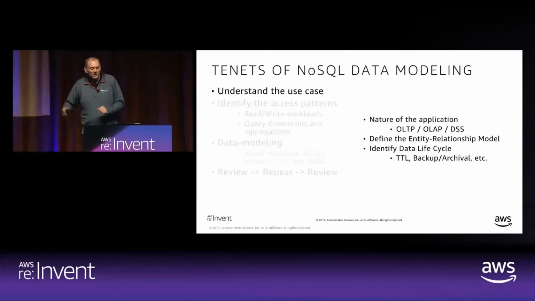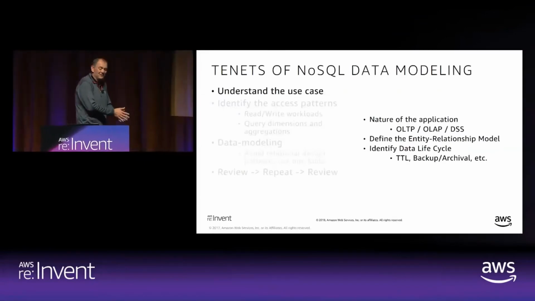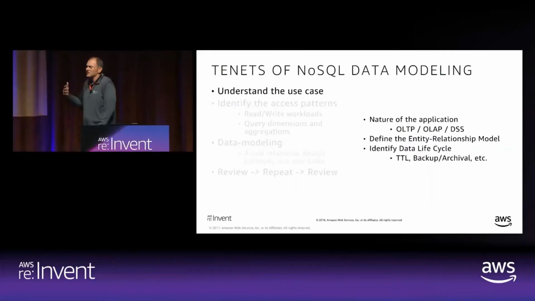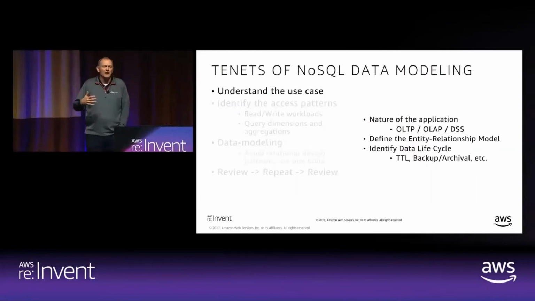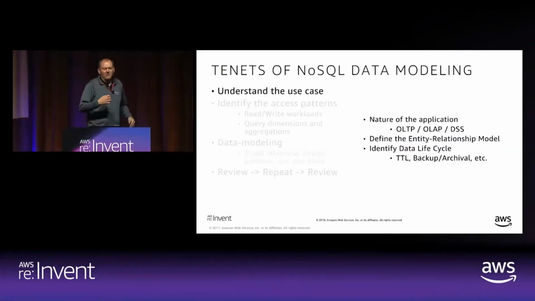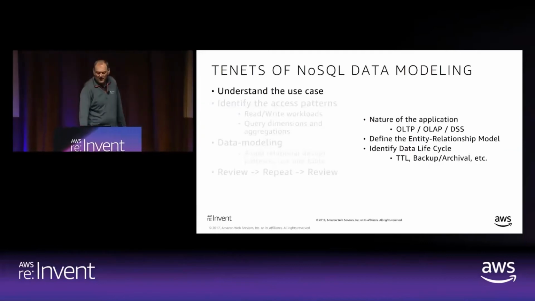And really, there's one of them that doesn't fit, right? That OLAP application just does not fit with a NoSQL backend. Define that entity relationship model. Know what it is. What is the data that I'm working with? What is the nature of that data, and how is it related? And then identify what the data lifecycle is, right? What's my archive backup? Do I need to TTL this data? What is the lifecycle of the data on the table?